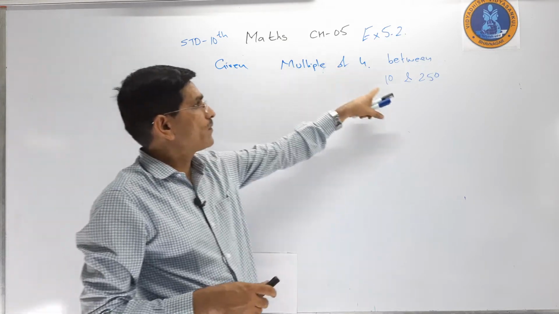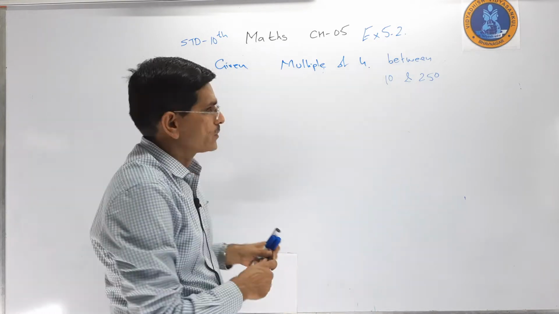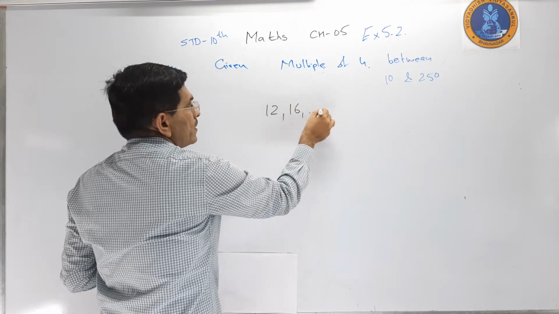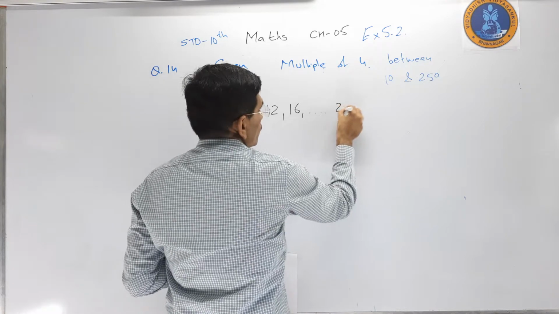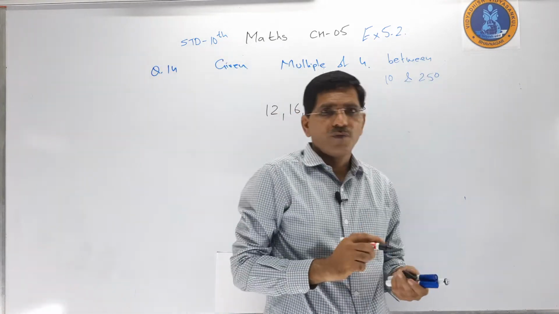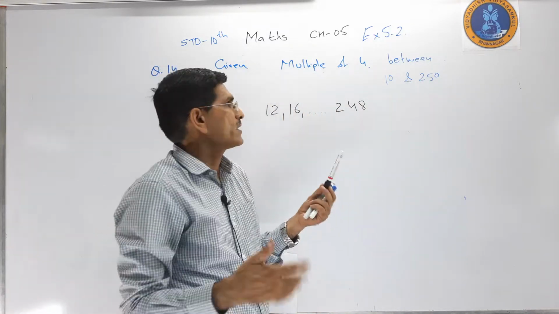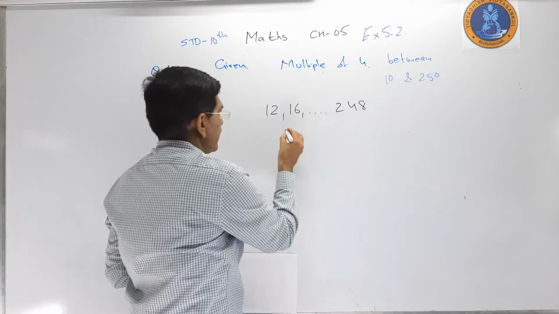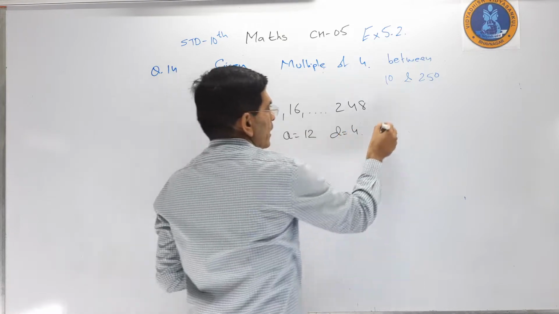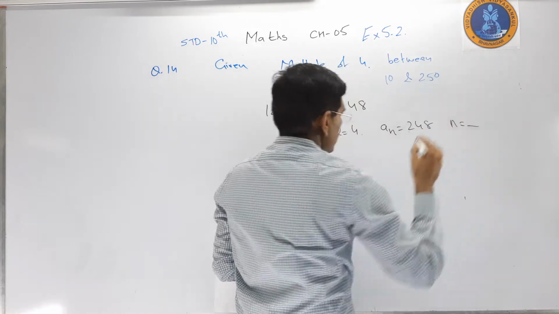Now multiples of 4: 10 is not possible, so 12. So start from 12, 16, up to 248. 250 is not a multiple of 4. We go by the table, 4 threes are 12, 4 fours are 16, up to here. So we know that a is equal to 12, difference d is equal to 4, the last term an is equal to 248, and we have to find out n.